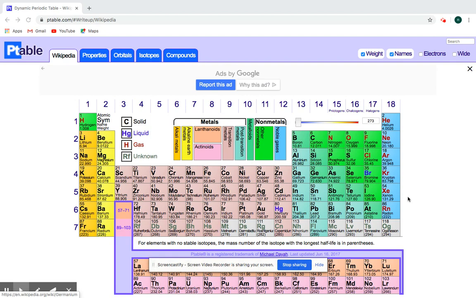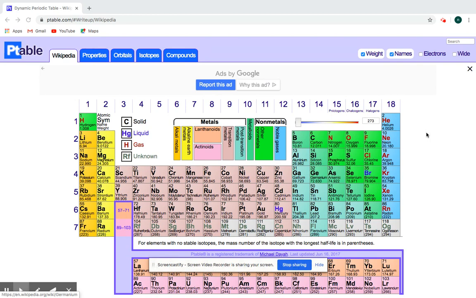So electronegativity would be how badly an atom wants electrons. So atoms right here would be very electronegative because they tend to want to gain electrons, whereas these elements are less electronegative because they give away electrons. Also, noble gases aren't very electronegative because they have a completely filled outer shell, so they don't really want to gain electrons.